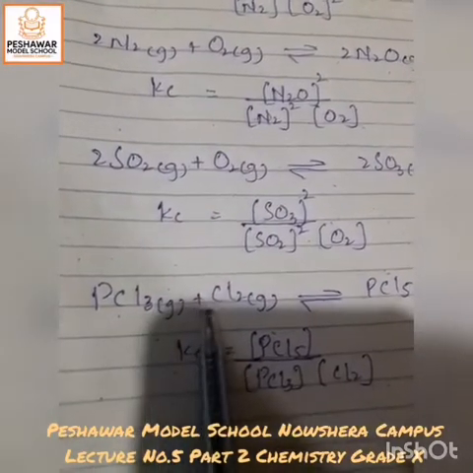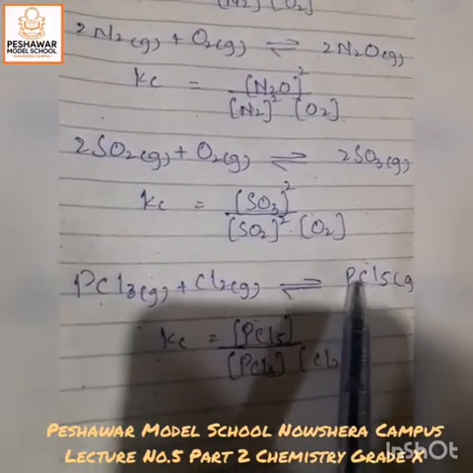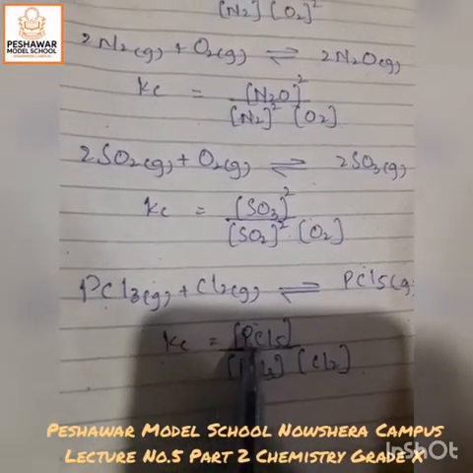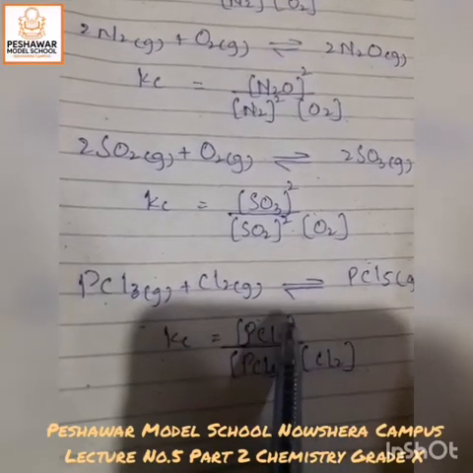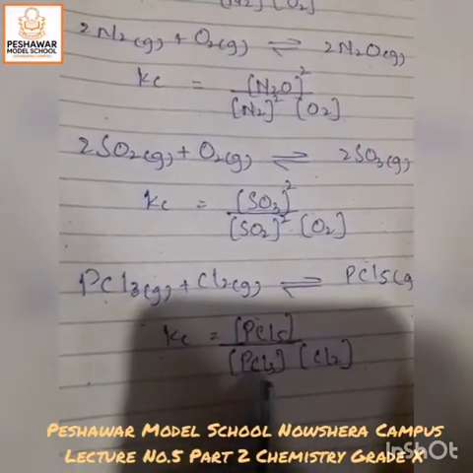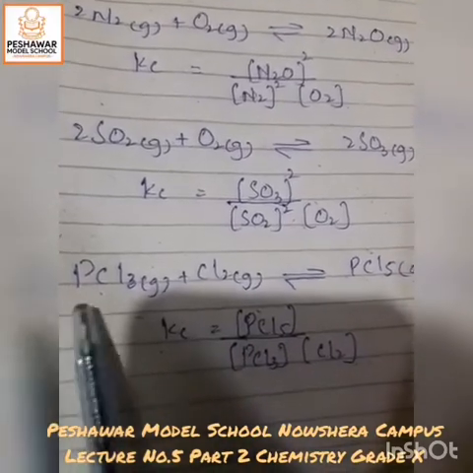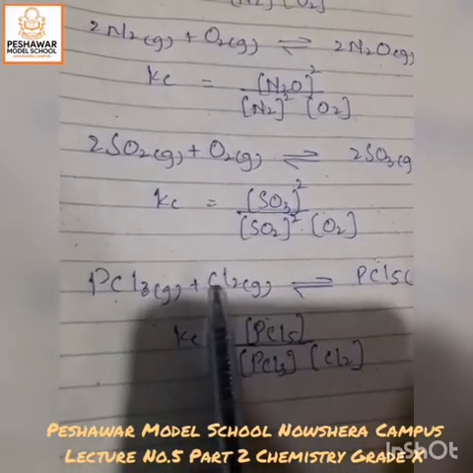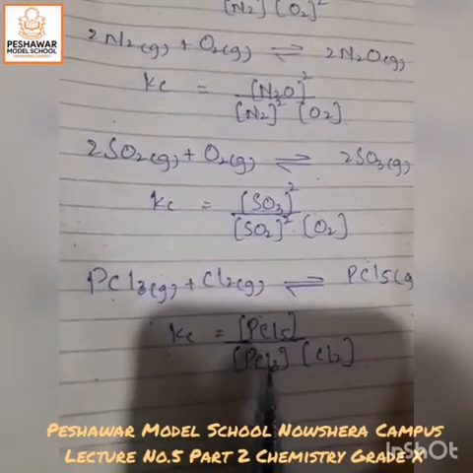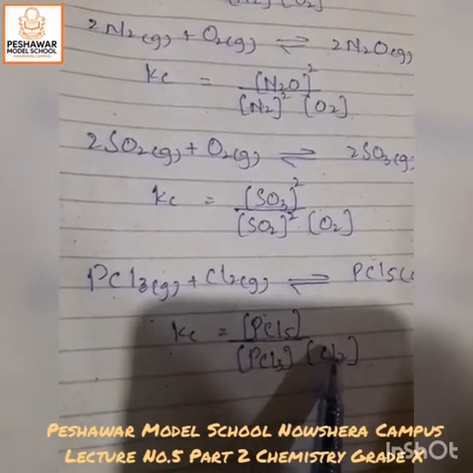The last one: phosphorus trichloride reacts with chlorine gas and gives us phosphorus pentachloride, which is PCl5. The equilibrium constant for this reaction will be PCl5, with no coefficient because only 1 mole of product is formed, and the reactants are also 1 mole each. 1 mole of phosphorus trichloride reacts with 1 mole of chlorine gas, so there will be no coefficient. Concentration of PCl3 and concentration of chlorine gas.